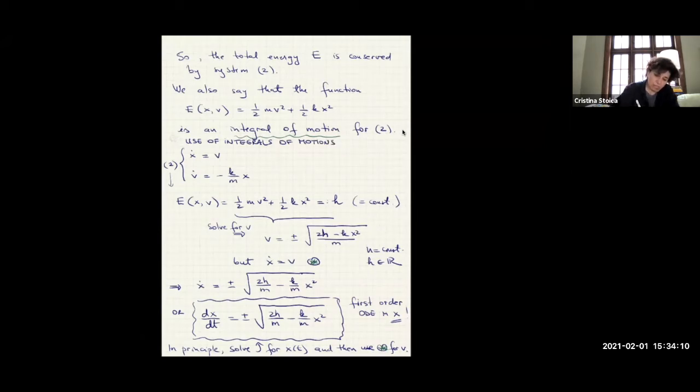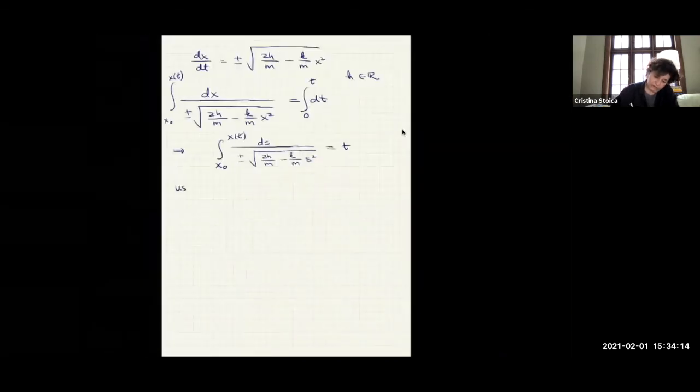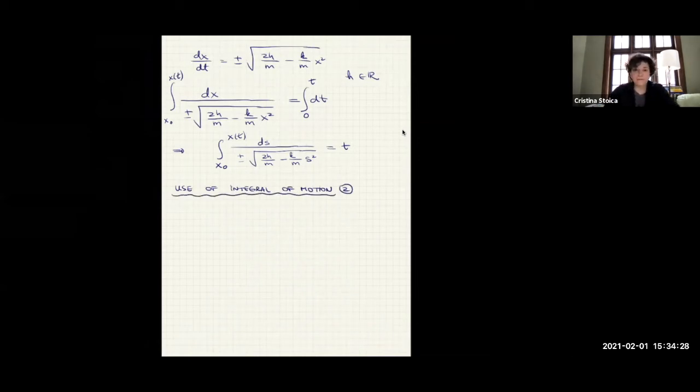That's just 1. Okay, let's see, use of integral of motion 2, okay? At least for this system, it's not always like this, but for this system. So remember we said that E of X and V, this quantity, we called it H, and this is constant, right?